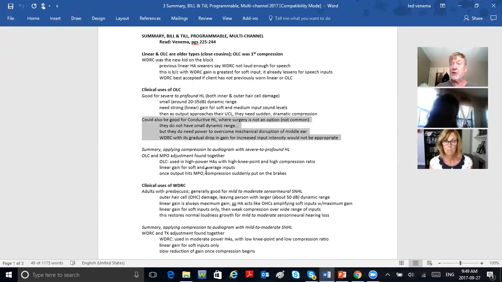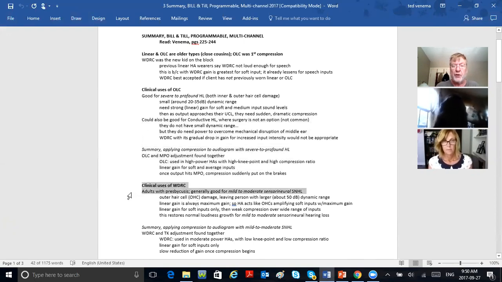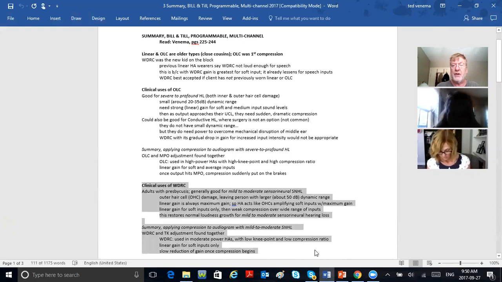Now, the fitting method called NAL actually asks for the type of loss to determine, and it builds that into the formula. Anyway, summary: applying compression, all history. We've read all of this. I talked to you about it in the pictures we just showed. Clinical uses of WDRC and its summary. Basically, all of this is just reading history.